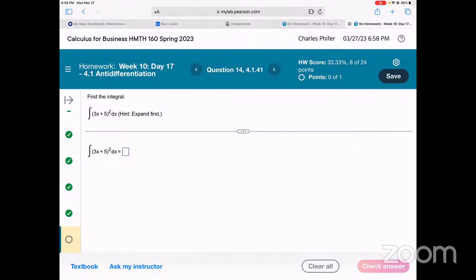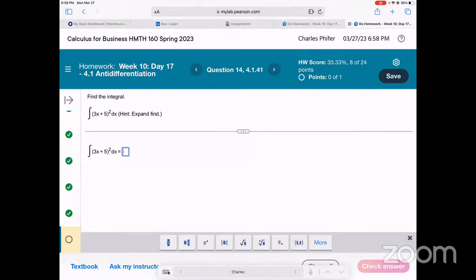Okay, find the integral. If we focus on that first term, 3x is going to become what? 3x squared over 2. Okay, the second term, wait a minute, I didn't see that square. We do need to expand. Okay, so I'm going to take some notes here. Let's see, can I do integral?